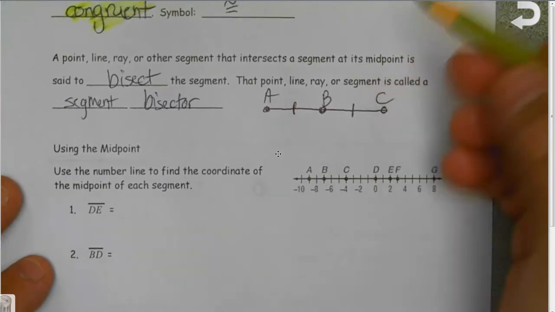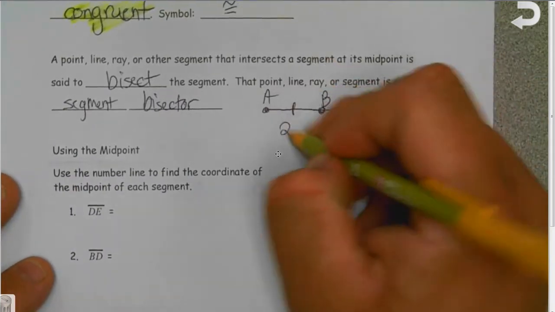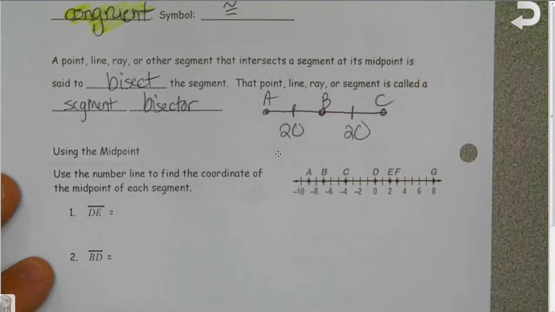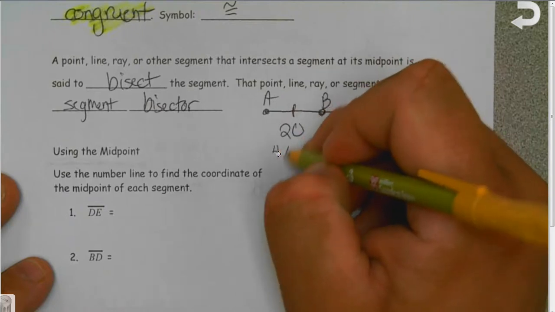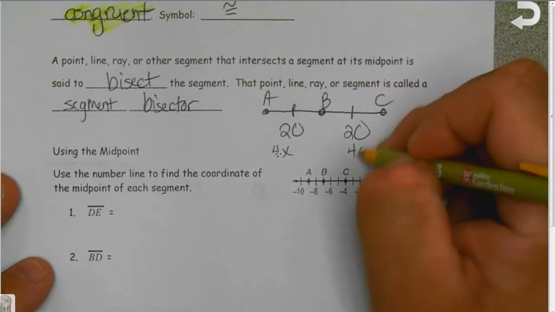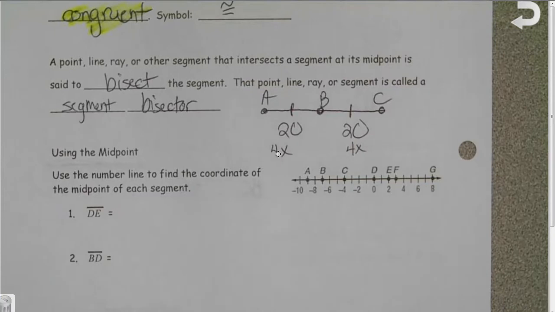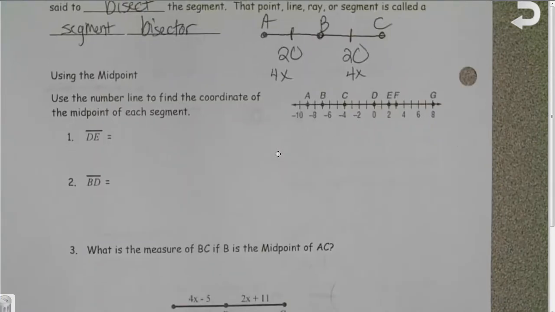And so if AB is 20 units, then BC is 20 units. If AB is 4x, then BC is 4x. And you can see with algebra, whatever's on the left, we can set it equal to whatever's on the right. Let's review that real quick.